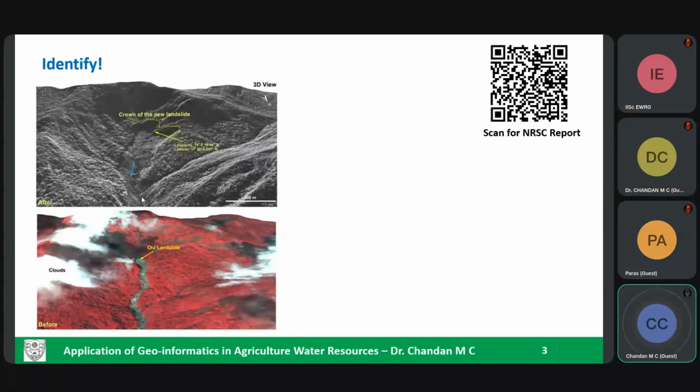If you see the figure here on the top, this is the SAR imagery, that is synthetic aperture radar imagery, and the bottom one is an optical imagery. Now I would like to highlight the difference between the SAR imagery and the optical imagery. In optical imagery, we are looking at the wavelength region, that is the blue band, green band, red band, and near infrared band. And SAR is completely a microwave region.